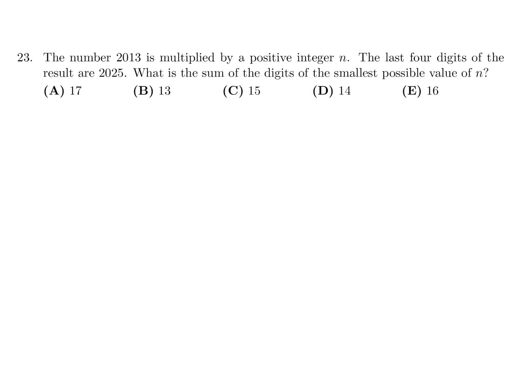The number 2013 is multiplied by a positive integer n. The last 4 digits of the result are 2025. What is the sum of the digits of the smallest possible value of n?